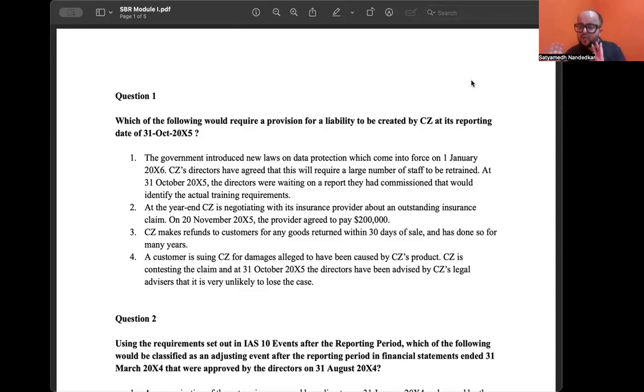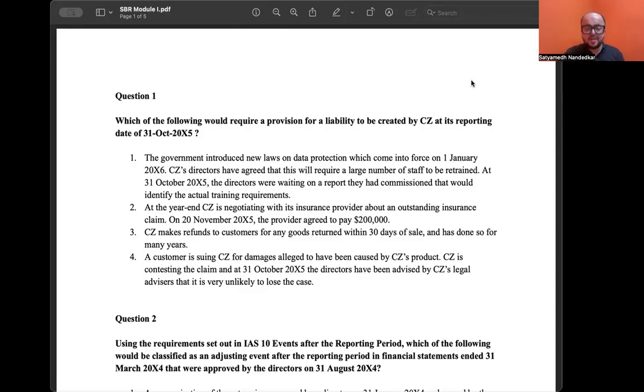In short, it is probable that you will have to pay cash, in simple terms. And because a valid expectation has been created in the minds of customers, it is very much probable that you will have to make payments to customers. And when you have to refund the amount to customers, you also know the exact amount, or if not the exact amount, you can make a solid estimate of the amount that you will have to refund. So all the four conditions have been fulfilled, which is why statement 3 would require a provision.